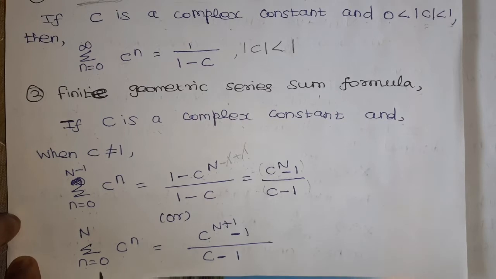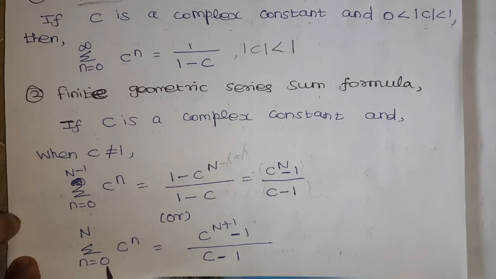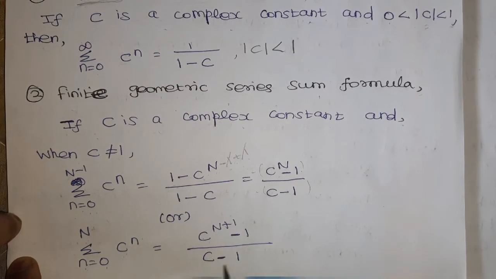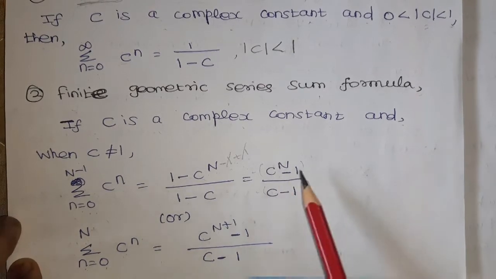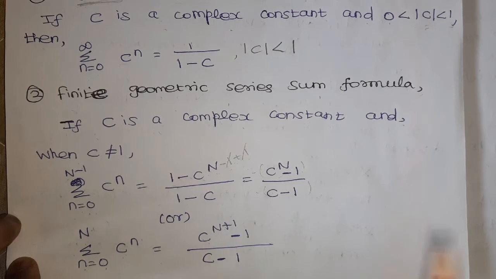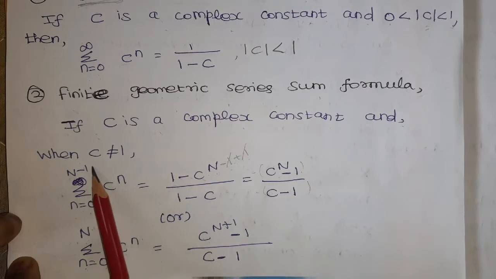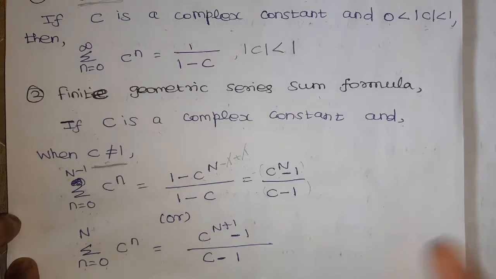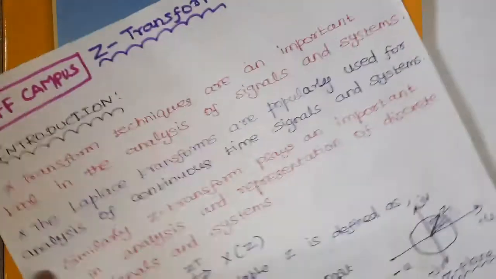So when the summation is from n equal to 0 to n, it is simply C power n plus 1 minus 1 divided by C minus 1. C power n minus 1 divided by C minus 1. Here, C power n plus 1 minus 1 divided by C minus 1. It is for when C is not equal to 1.